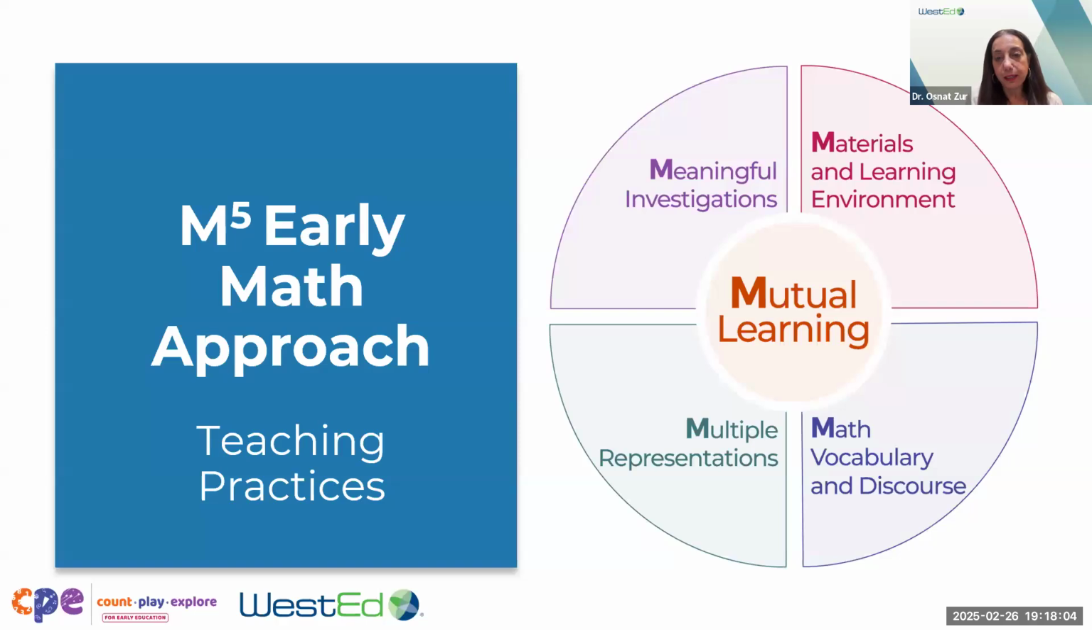And then the last one is multiple representations. How do we offer children opportunities to explore, to express math ideas in a variety of ways? So they have more than one context, maybe more than one modality to express and make meaning of different math concepts. So this was a high level in a nutshell, the 5 M's in our M to the fifth early math approach.